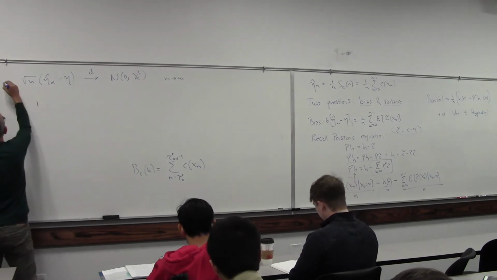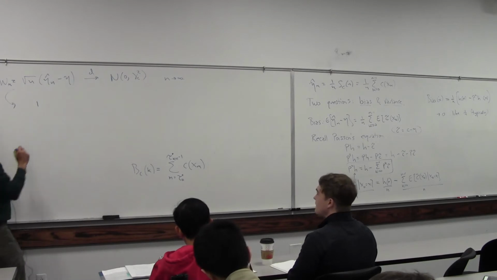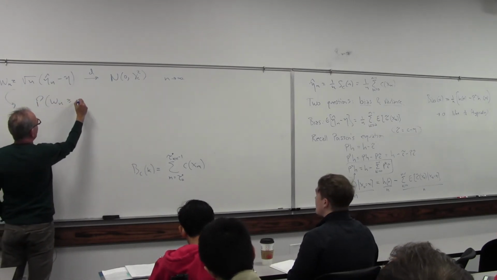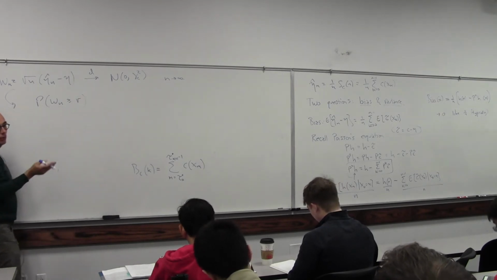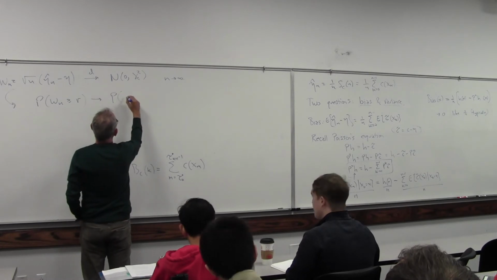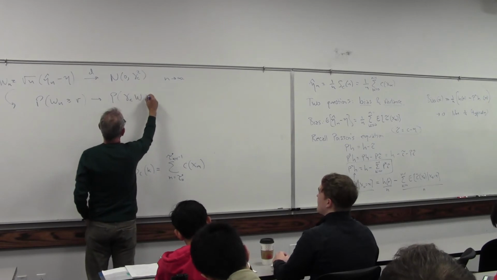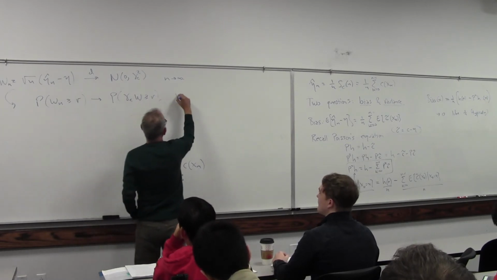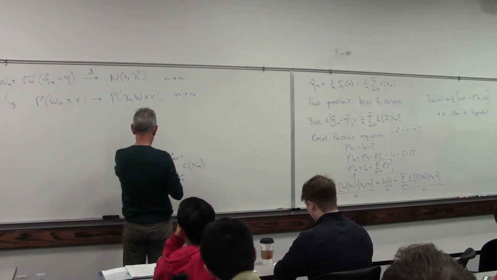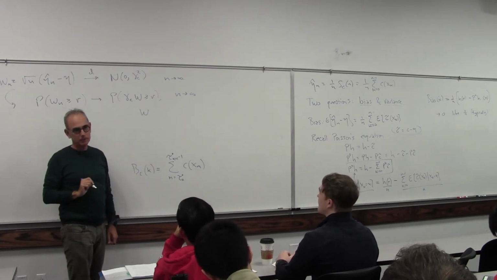it just means that if I look at, let's give this a name, let's call it Wn. All right? So this means that the probability that Wn is greater than or equal to some r, any scalar r you want, converges to the probability that gamma c times w is greater or equal to r, as n goes to infinity, where w is a Gaussian standard random variable.